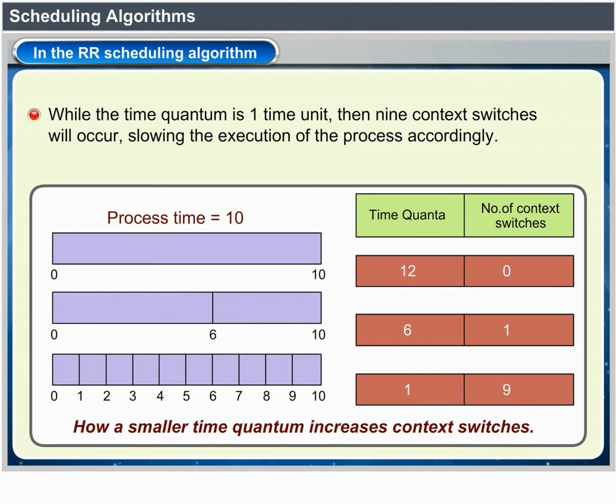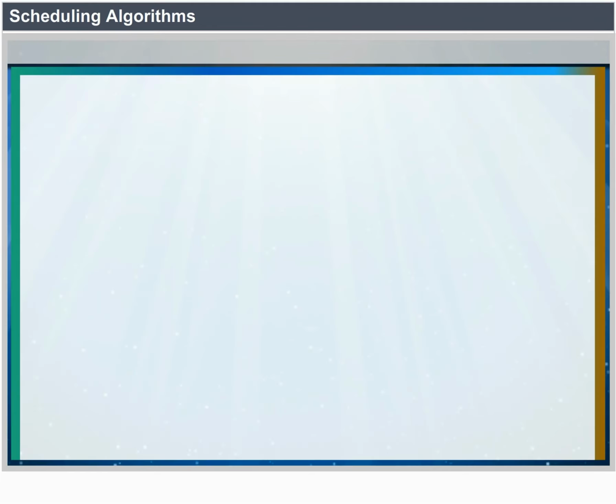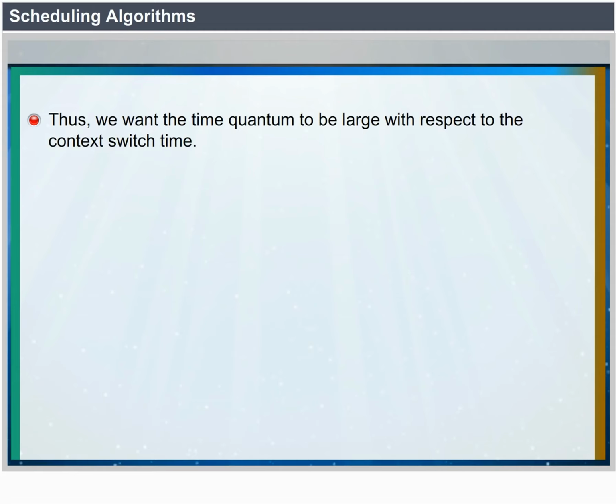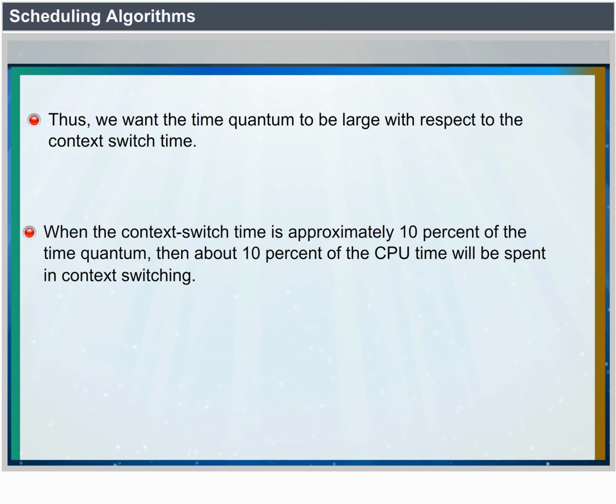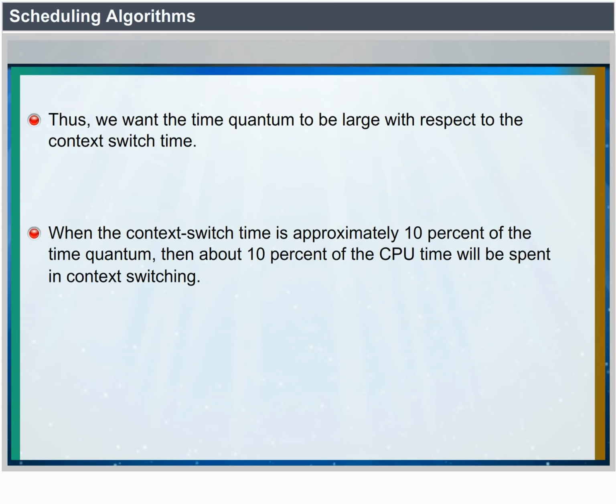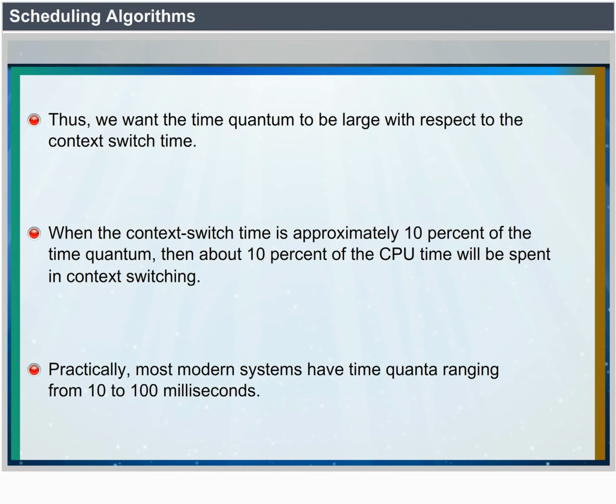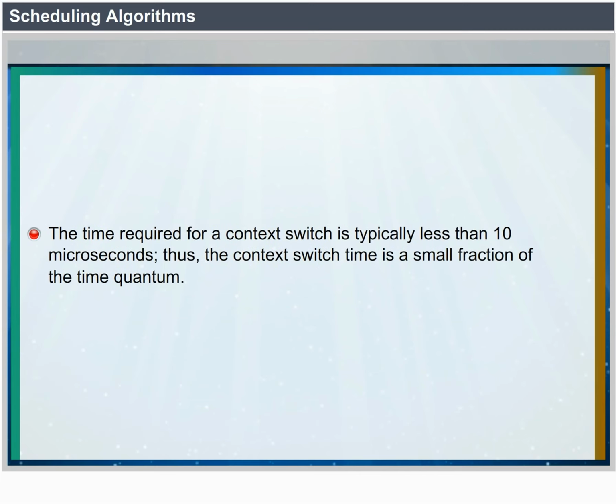Thus, we want the time quantum to be large with respect to the context switch time. If the context switch time is approximately 10% of the time quantum, then about 10% of the CPU time will be spent in context switching. In practice, most modern systems have time quanta ranging from 10 to 100 milliseconds. The time required for a context switch is typically less than 10 microseconds, thus the context switch time is a small fraction of the time quantum.